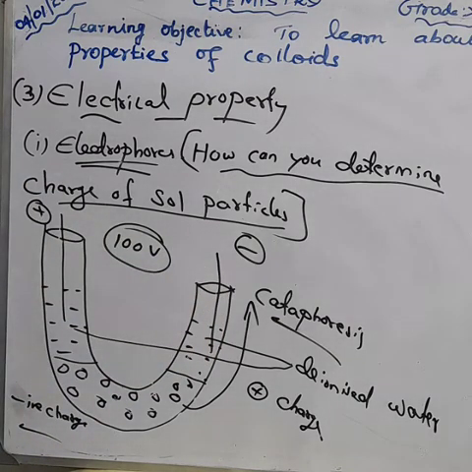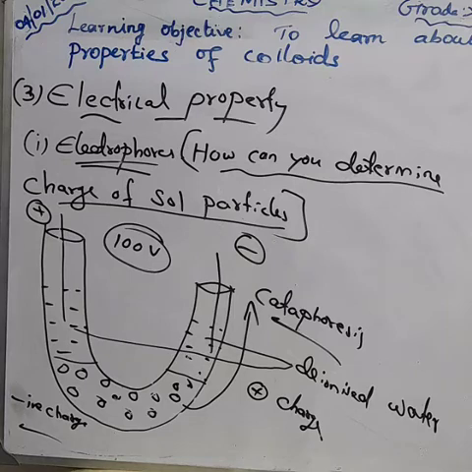I already told you about the charge of the electrodes: the anode is positive and the cathode is negative. Am I right? We are applying a potential of only 100 volts. How much volt are we applying? Only 100 volts. Here the migration will take place, either toward the cathode or toward the anode, with respect to the colloidal particles.